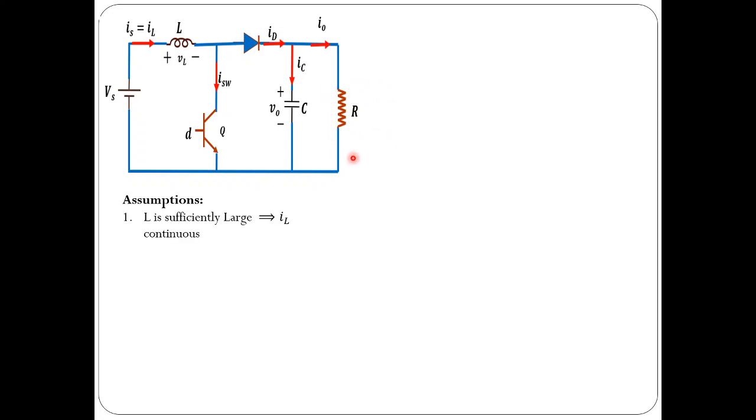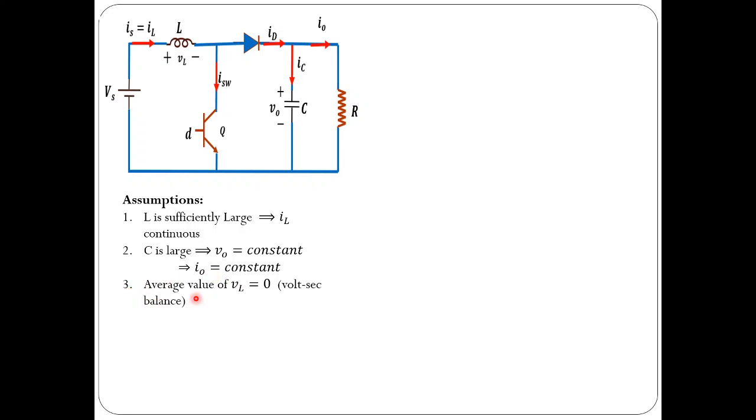Assumptions that I considered in order to explain the operation of boost converter are: the first one, L is sufficiently large, that is inductance is sufficiently large so that current through it is continuous. The second assumption, C, this capacitance is large so that voltage across it is ripple free. So voltage across capacitance is same as voltage across load. So if V0 is constant, I0 is also constant.